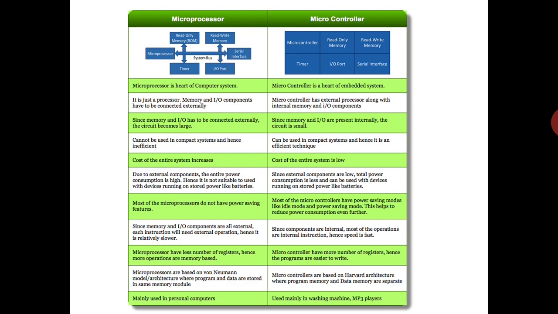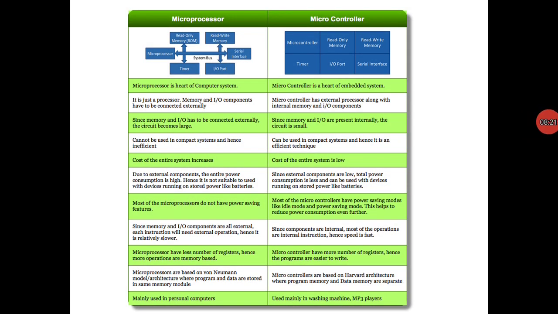Most of the microprocessors do not have power saving features. In microcontroller, most of the microcontrollers have power saving modes like idle mode and power saving mode. This helps to reduce power consumption even further.